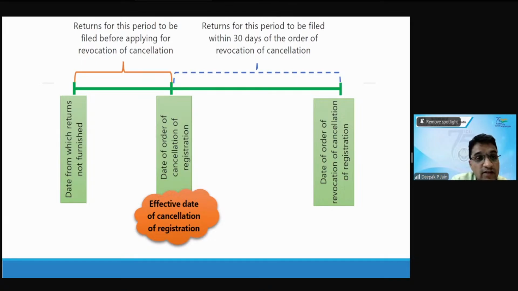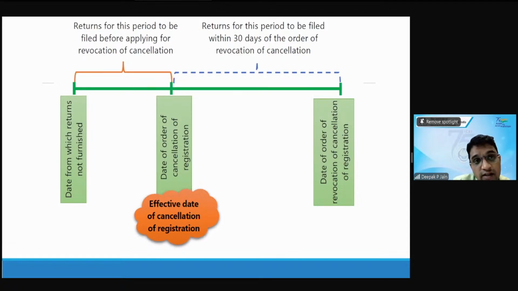This is third proviso which says that, understand this very clearly, that आपका रिटर्न जो है, date from which your returns are not furnished is this date, and returns for this period from the date when you have not filed the return, you have got an order for cancellation. So, and in the cancellation, the officer has mentioned this is the effective date of cancellation. So, if this is the effective date of cancellation and you have not filed the returns for this period, then within 30 days from this date, you have to file your returns. Okay. Returns for this period to be filed within 30 days of order of cancellation.